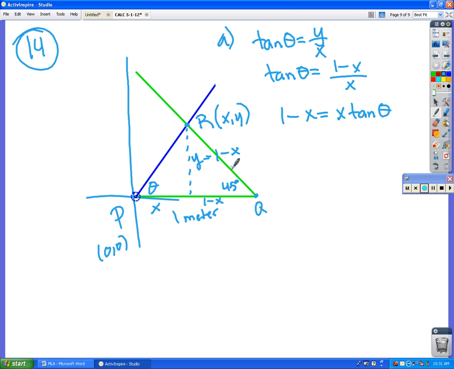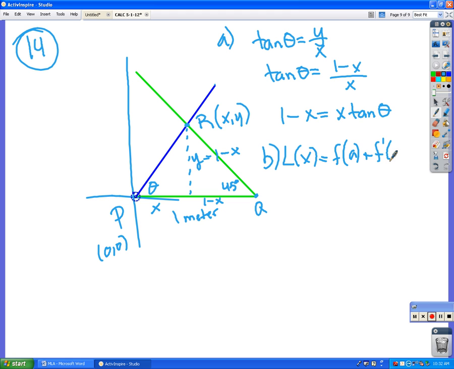Approximately how many radians should you increase theta if you want the x-coordinate of the point R to decrease to x equals 0.45 meters? Use the tangent line approximation. So what did we have going on for our linear approximation yesterday? Oh, yeah. L of x equals f of a plus f prime of a, because that's the slope, times (x minus a). Okay?